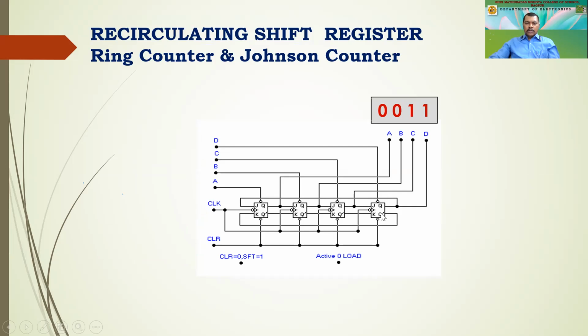And similarly, the last complemented output of the flip-flop is being connected to the K input of the first flip-flop. Right? So this is called a ring counter or a recirculating shift register. Now, if you want to twist it, if I give the complement output of the last flip-flop to J, and the direct output, that is Q, of the last flip-flop is connected to K, then what happens?